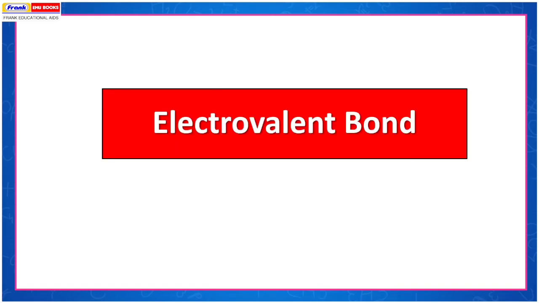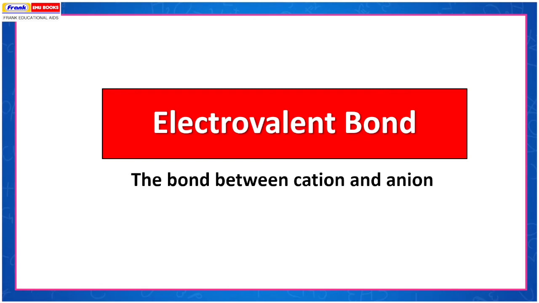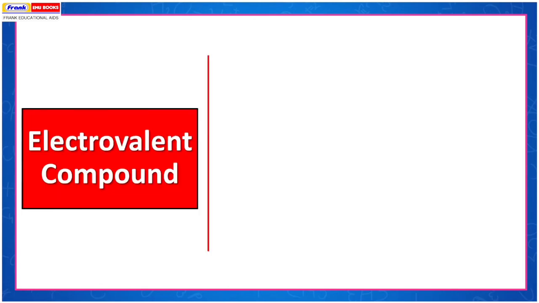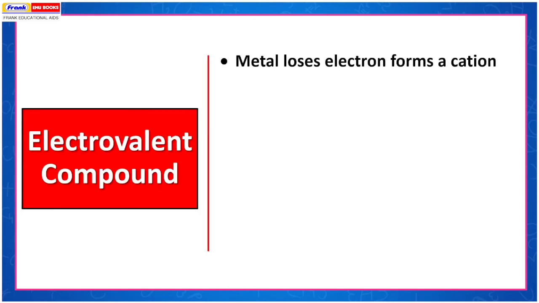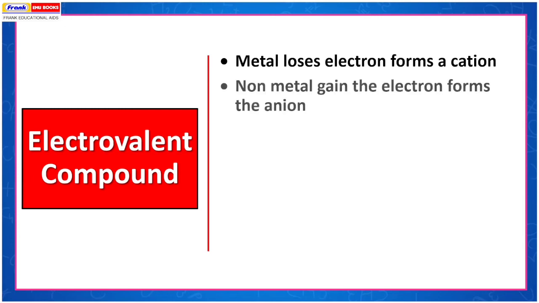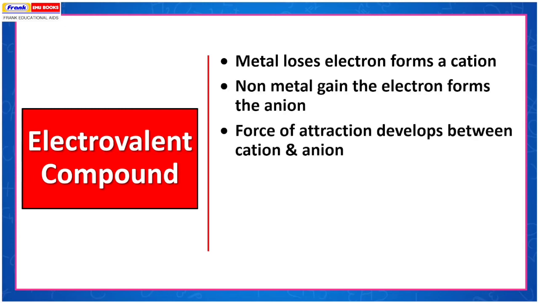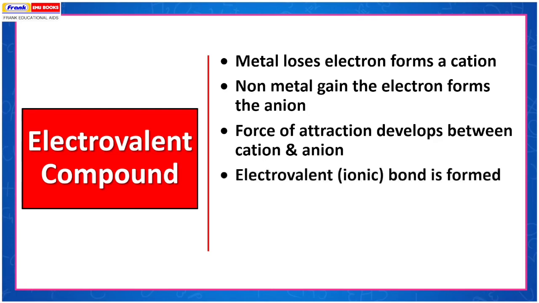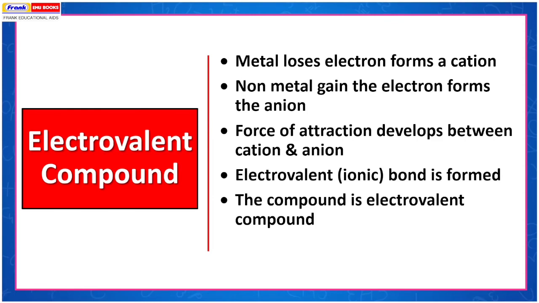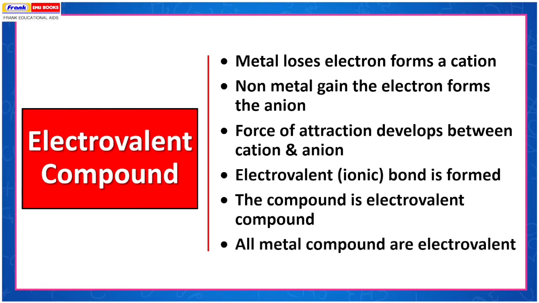Electrovalent bond: the bond between a cation and an anion. Electrovalent compound. The metal loses electrons and forms a cation. The non-metal gains the electrons and forms the anion. A force of attraction develops between the cation and anion. An electrovalent or ionic bond is formed. The compound is an electrovalent compound, and all metal compounds are electrovalent.